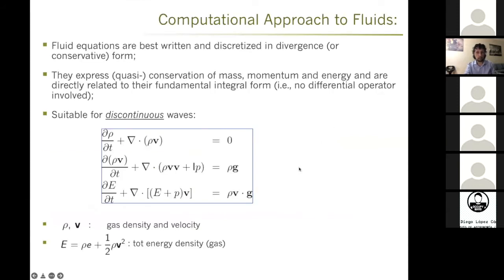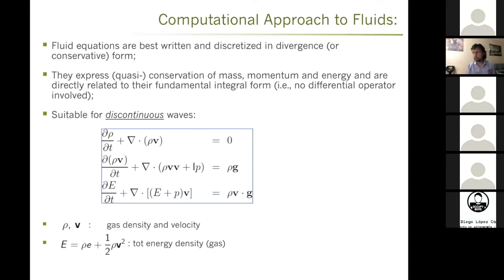Okay, and we'll actually get into this shortly. Now, let's work out a computational approach to fluids, okay? We prefer to use the conservation law because that form is also suitable for discontinuous waves.